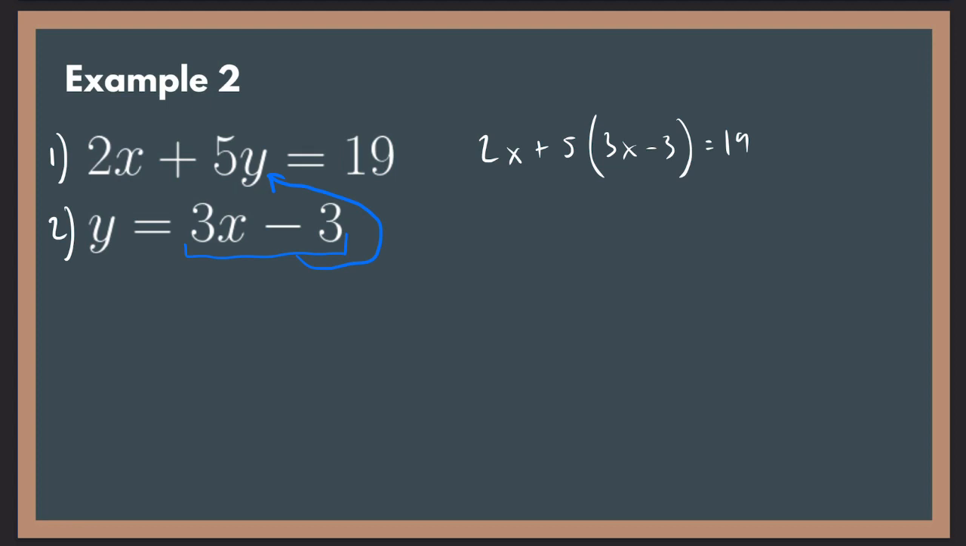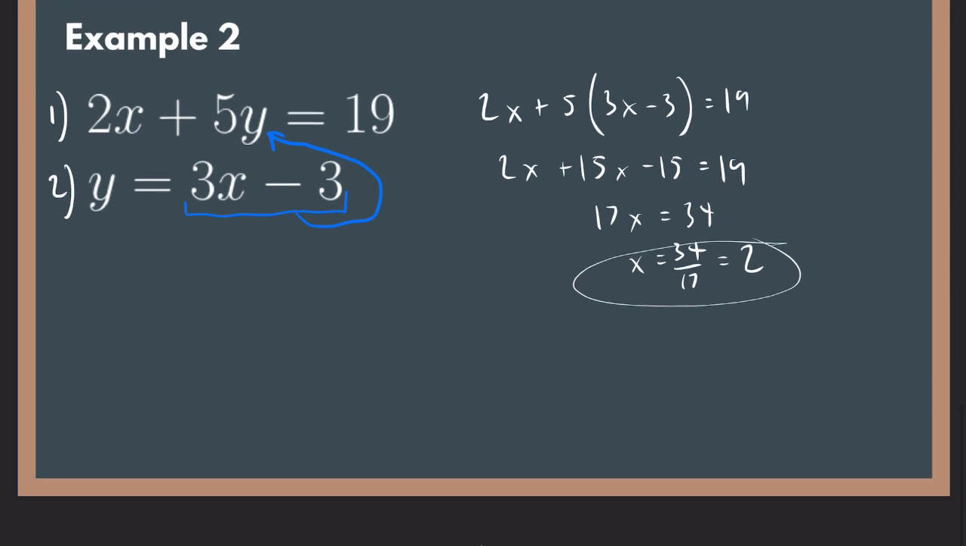Now we can solve for x. We have 2x plus 15x minus 15 equals 19. This simplifies to 17x equals 34. x is equal to 34 over 17, or x is equal to 2.